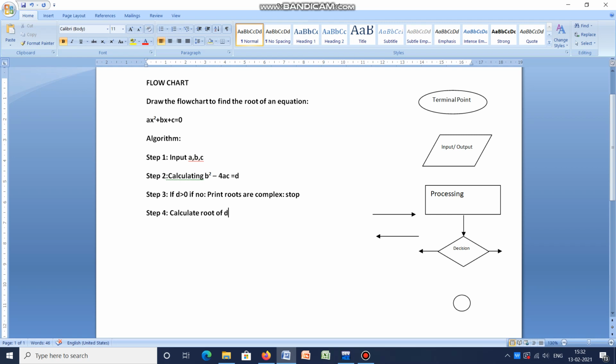Minus b plus minus root of b square minus 4ac by 2a. So if the calculated root of d is stored in E, then in step 5 we can calculate the roots, that is, the total roots x1 and x2.